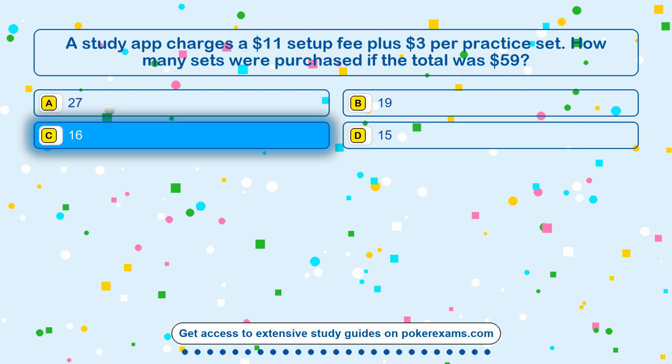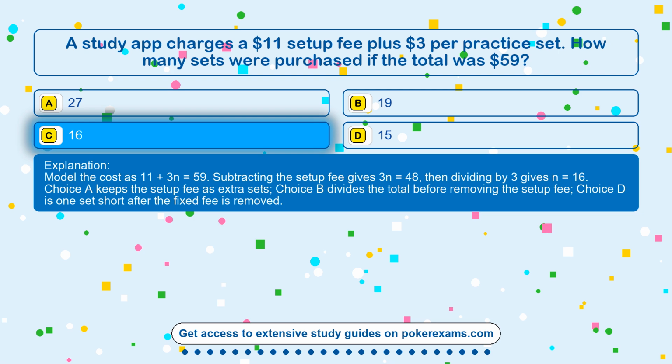The correct answer is option C, 16. Model the cost as 11 plus 3n equals 59. Subtracting the setup fee gives 3n equals 48, then dividing by 3 gives n equals 16. Choice A keeps the setup fee as extra sets, choice B divides the total before removing the setup fee, choice D is one set short after the fixed fee is removed.